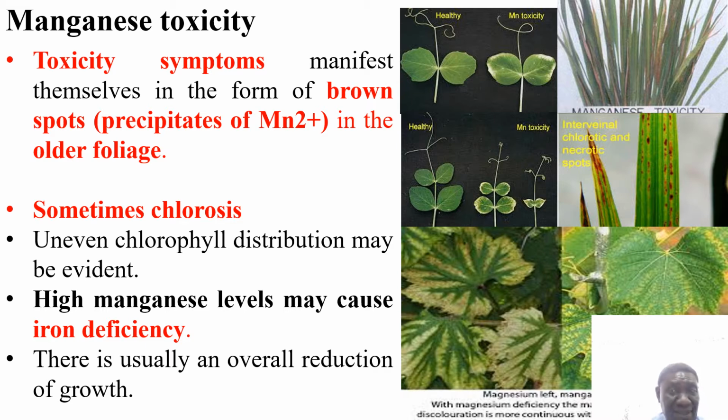Sometimes chlorosis, and even uneven chlorophyll distribution may be evident. High manganese levels may cause iron deficiency. There is usually an overall reduction of growth.